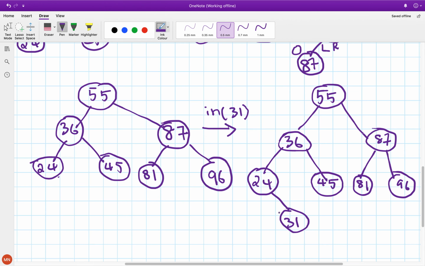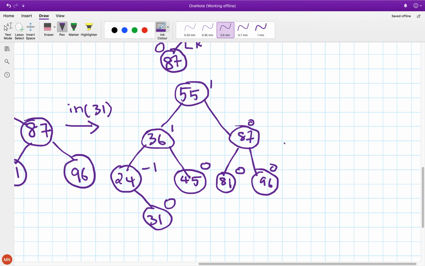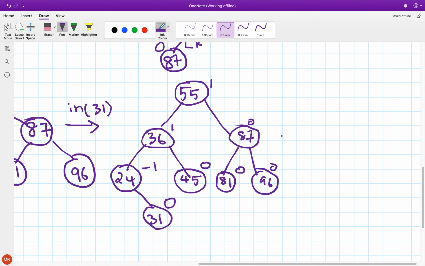Now if you calculate the balance factor of every node, then this node has a balance factor 0. 31 has a balance factor 0. This has a balance factor -1. This has a balance factor 0. And this has a balance factor again 0. This has a balance factor 0. This has 0. And this has a balance factor 1. And this also has a balance factor 1. You can calculate it on your own. I am not writing the calculation. So this is not actually violating any AVL condition. So this is actually an AVL tree.